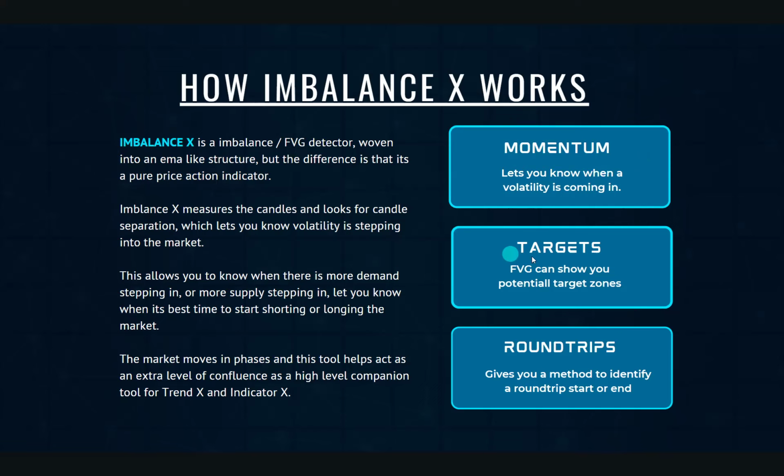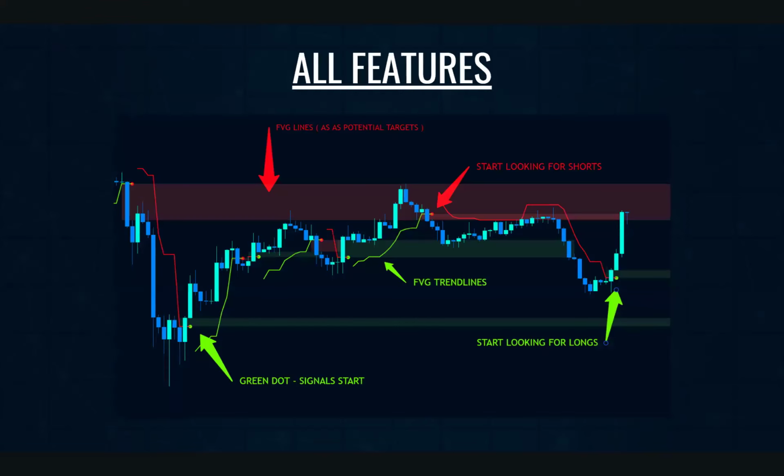It's going to help you in terms of setting targets. Fair value gaps can be fantastic target zones where we can potentially look to exit trades. It also lets us know when round trips are beginning and when round trips are ending. I'll go into a lot of detail about round trips because they can show you when bigger money is stepping into the market in terms of buying, or when bigger money is stepping out in terms of selling. This can play a huge role in the shift of the trend or the shift in the direction of the chart. So it basically just measures candles, looks for these candle separations, and based on that, it marks it on your chart and lets you know when there are large amounts of supply or demand.